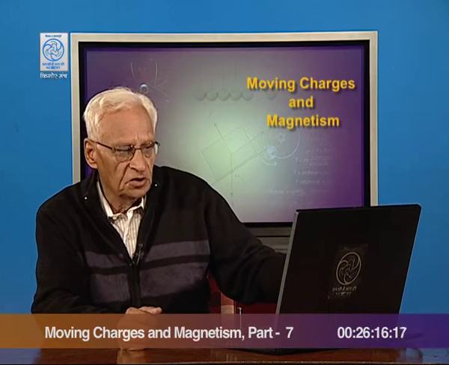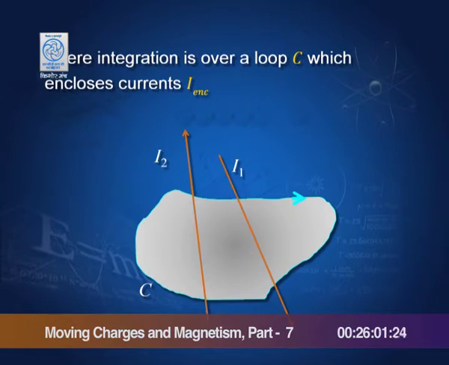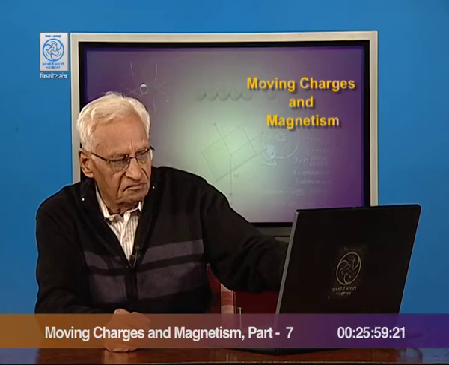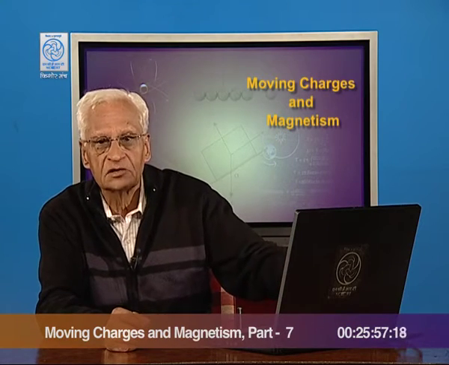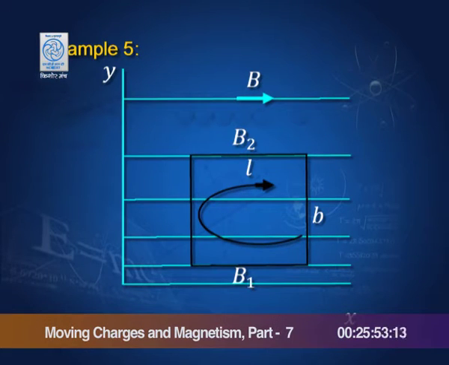Ampere's law, as you have seen in the last lecture, says the line integral of B dot dl is equal to mu 0 times the enclosed currents within the surface spanned by this loop C. Very quickly, let us apply this Ampere's law just to fix ideas. This figure shows a magnetic field pointing in the x direction.